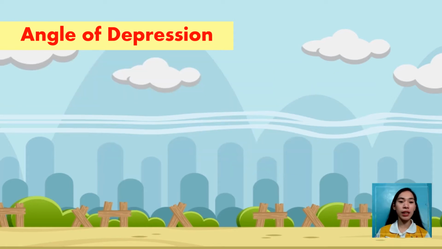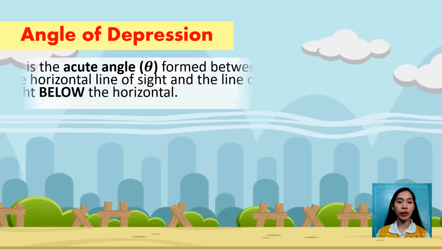Now let's proceed. Angle of depression. It is an acute angle theta, again an acute angle, formed between the horizontal line of sight and the line of sight below the horizontal. So if the angle of elevation is upward from the horizontal line of sight, in the depression, we will be considering the angle below the horizontal line.